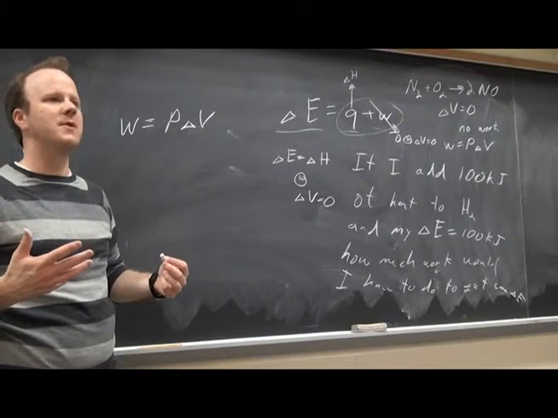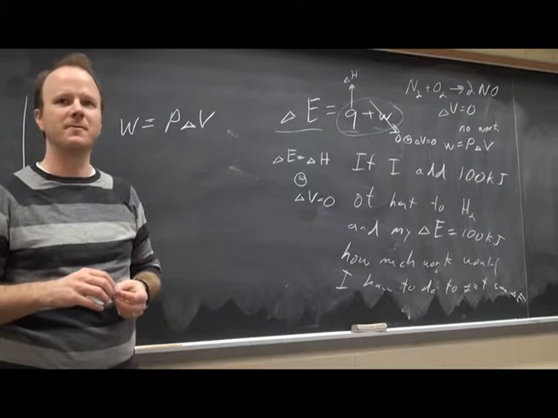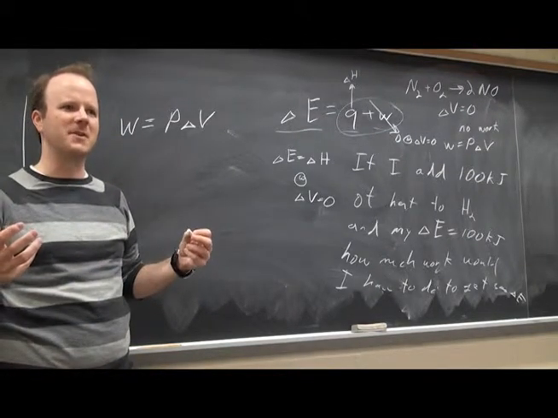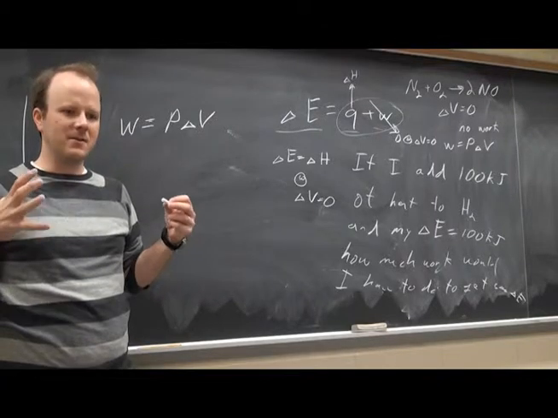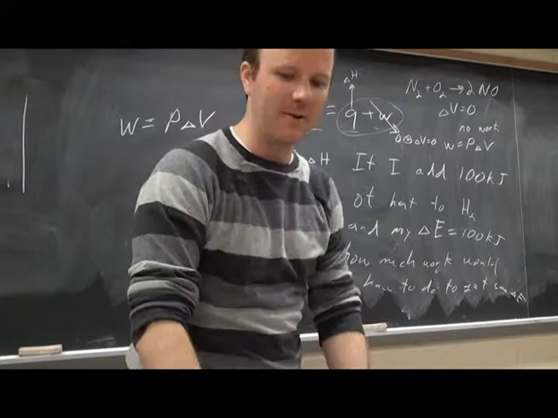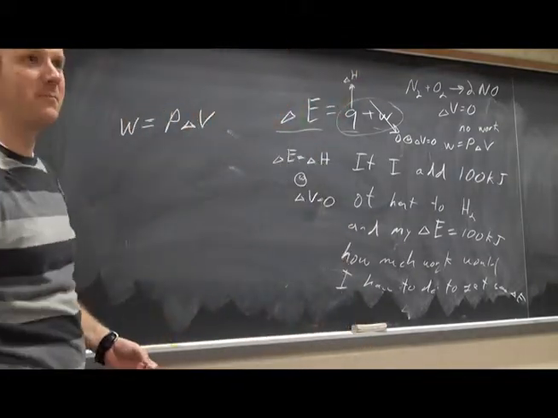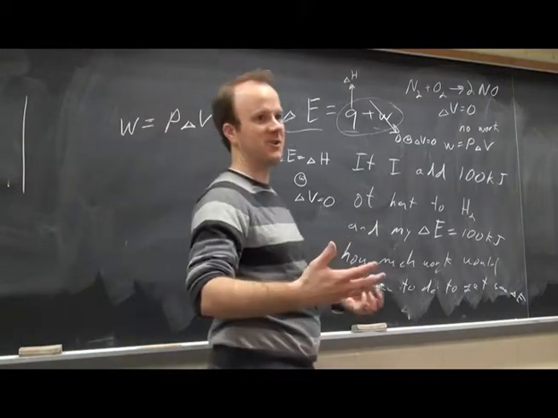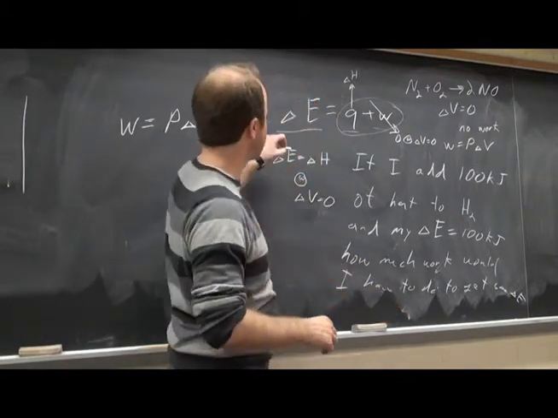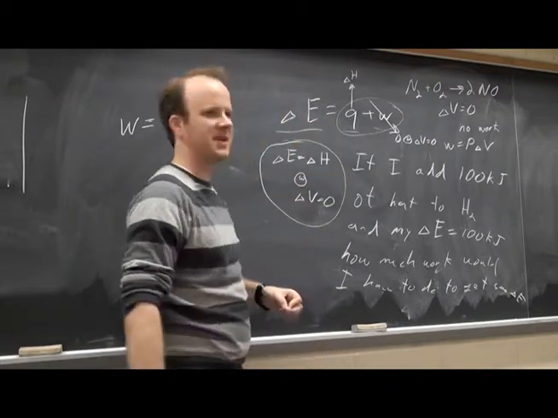So what type of calorimeter do we use if we want delta V to be 0? Bomb calorimeter. Why is delta V 0 in a bomb calorimeter? It's a rigid body. The volume doesn't change when we do the calorimetry, right? When you perform calorimetry in a styrofoam cup, the volume's allowed to change. So this is the condition when delta E equals delta H.